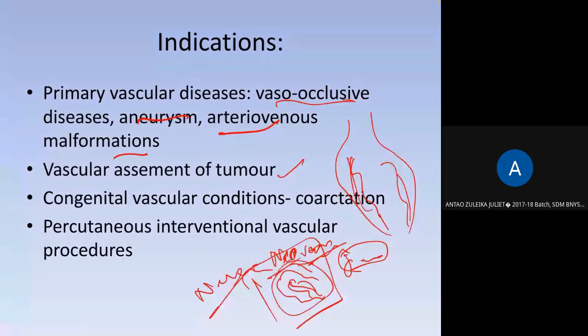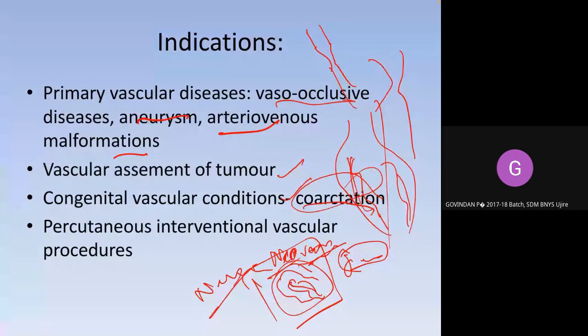And congenital vascular condition. What is coarctation? So splitting of artery, coarctation of aorta. Splitting, it's not splitting. It is basically narrowing. Okay, that is coarctation of aorta.